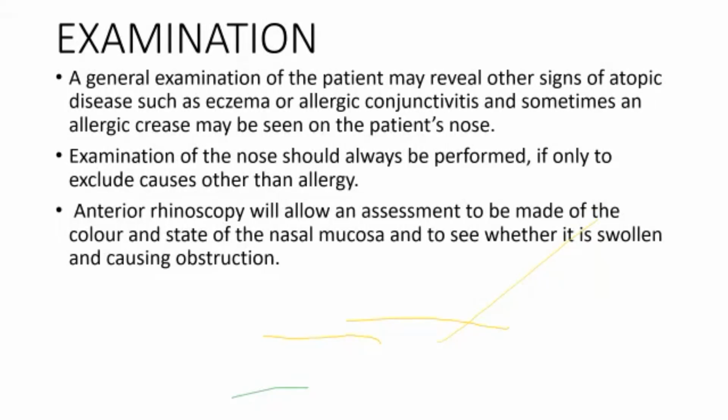So what you should see in the examination, atopy signs you should know. As we have seen in the allergic march, it is eczema, number one. Number two, allergic conjunctivitis, you should see. Number three, allergic crease, Dennie-Morgan folds, also called Dennie-Morgan lines, all around the eyes, and allergic crease which is seen on the patient's nose. Allergic salute: they put the hand on the tip of the nose and rub it frequently. That is called allergic salute.